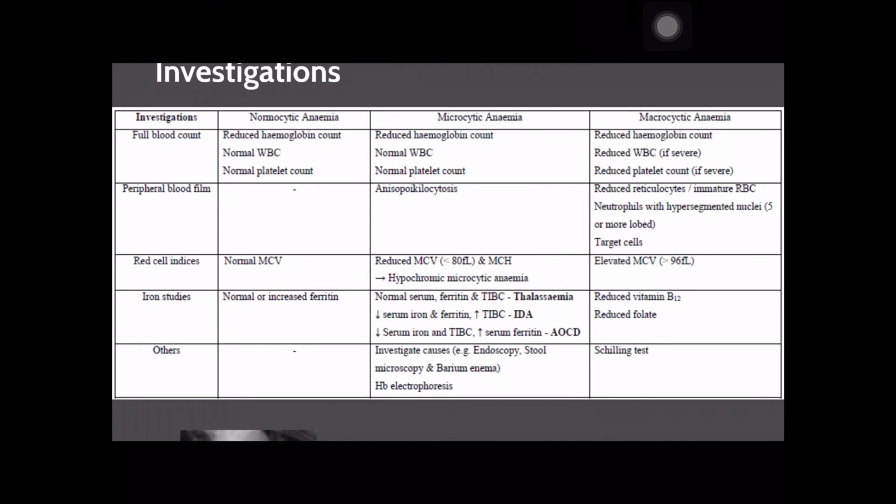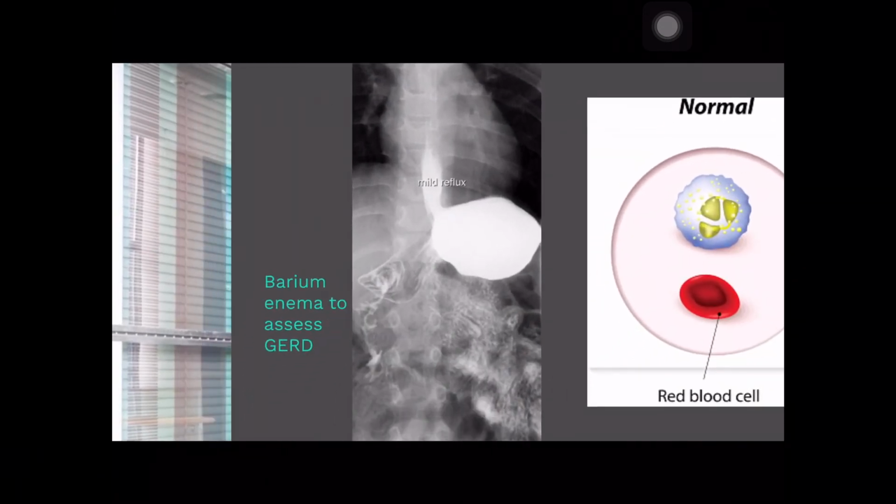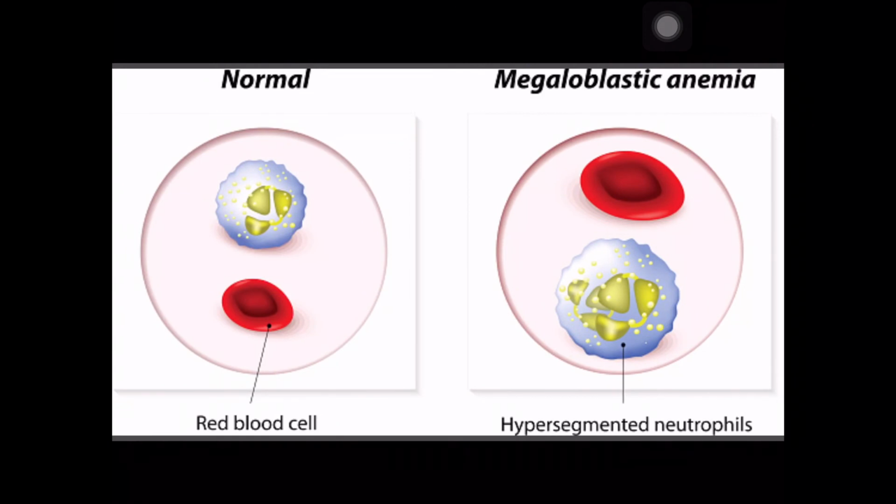Schilling test is to differentiate pernicious anemia from intestinal causes of vitamin B12 deficiency. This is a barium meal to assess gastroesophageal reflux disease. And this is the morphology of bone marrow between normal and megaloblastic anemia. As you can see, hypersegmented polymorphs can be seen in megaloblastic macrocytic anemia.